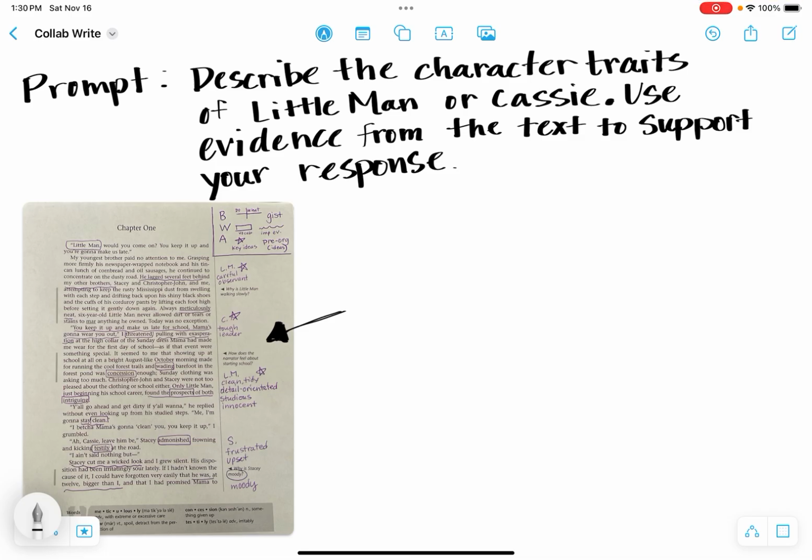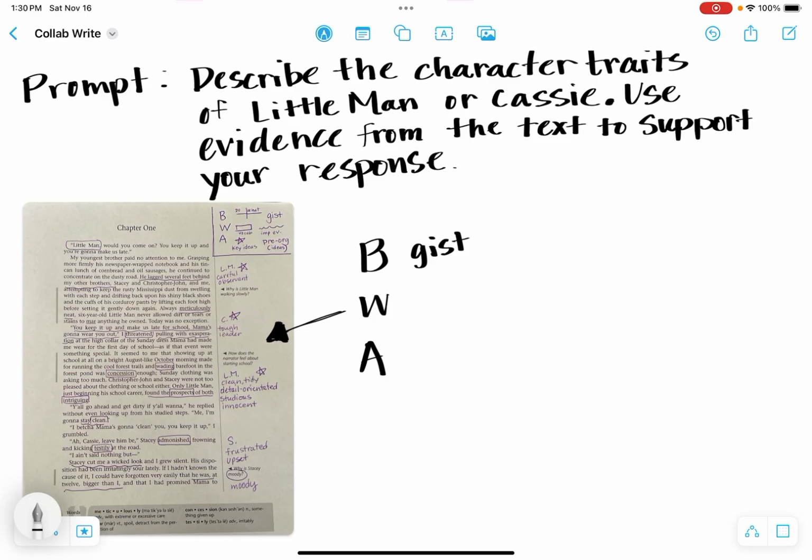Maybe students have sticky notes, or they have a copy of it on paper for some reason and they can write on it. I just wanted to show you something called a BWA that I like to do. It's called before, while, after. Before we read, we start to think about the gist, or in this case, we probably would read the chapter and we would think about the gist, okay?